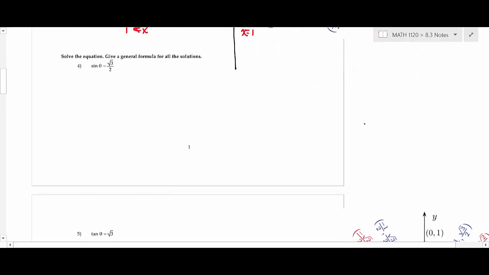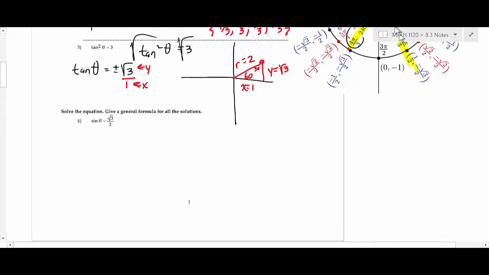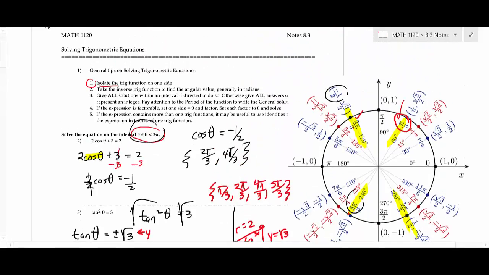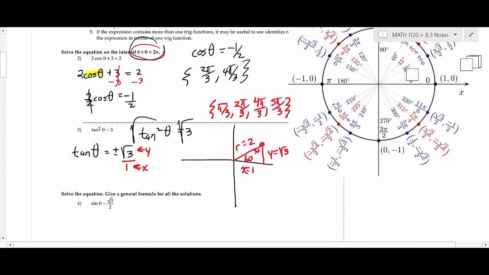Okay, so on example 4, we're going to start with very, very simple stuff that has something to do with the unit circle. When you're solving a trigonometric equation, you're either going to need your unit circle or you're going to need your calculator. It just depends on how the numbers work in the individual problem.